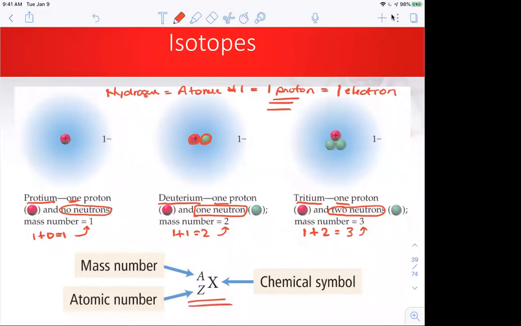I can use this symbol. This is a nuclear symbol because it tells me what's going on in the nucleus. I have the atomic number, which is the number of protons. I have the mass number up in the top left, which is the number of protons plus the number of neutrons. And then I have the chemical symbol. So this would be H-1, this would be H-2, and this would be H-3. And this would be how I designate those 3 isotopes of the element hydrogen.